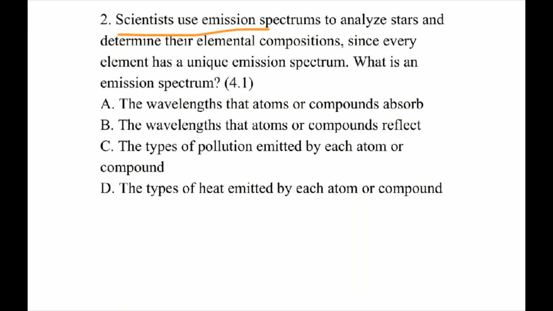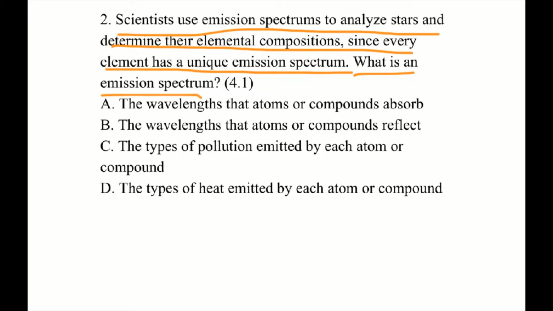Scientists use emission spectrums to analyze stars and determine their elemental compositions, since every element has a unique emission spectrum. What is an emission spectrum? So this is a definition. It's not the wavelength that atoms or compounds absorb. Instead, it's the wavelength that atoms or compounds reflect or emit.